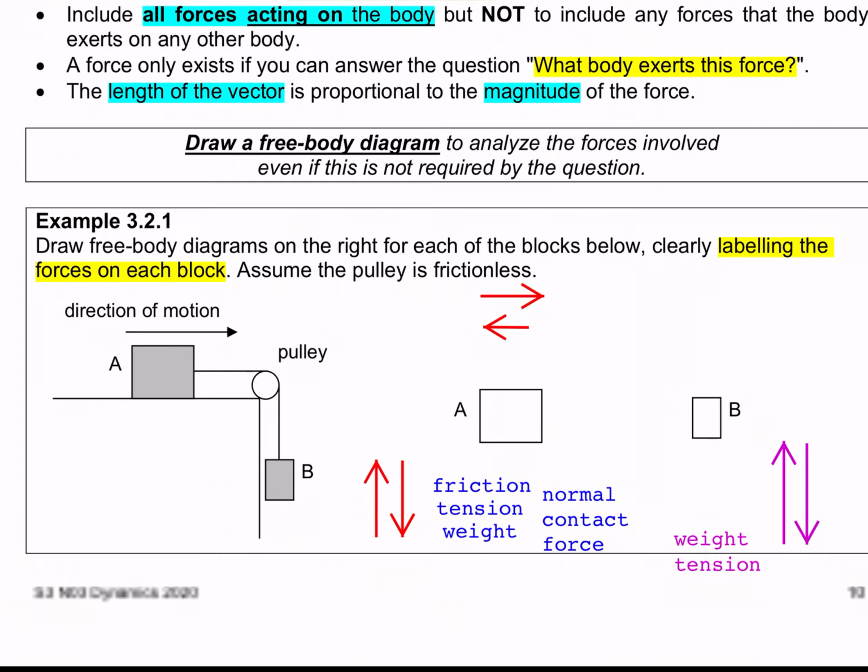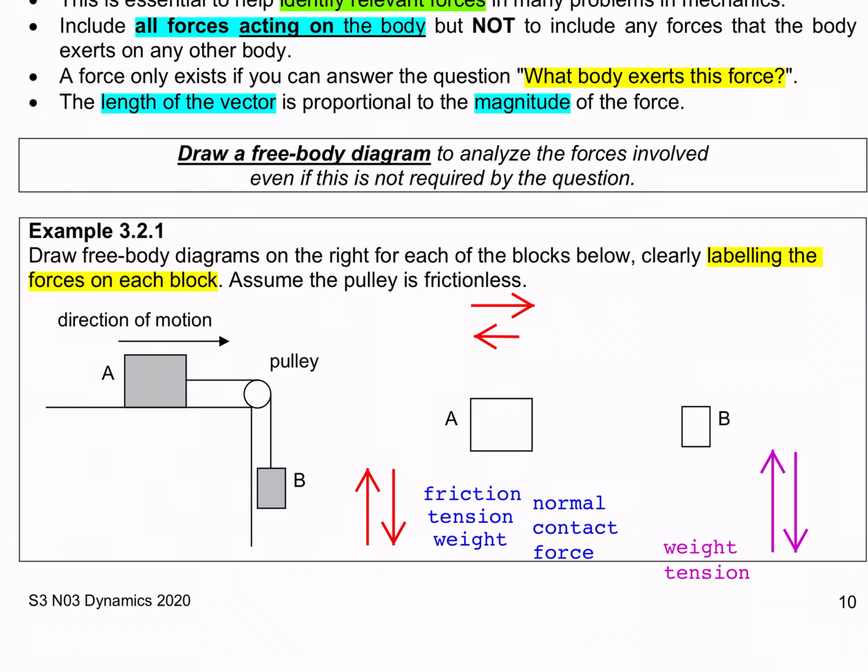Okay, look at example 3.2.1. You have a block A lying on a horizontal surface, tied to a string that goes over a smooth or frictionless pulley, and there's a vertical object B hanging from the same string. We assume the pulley is frictionless, so we don't have to consider any frictional force over the pulley.